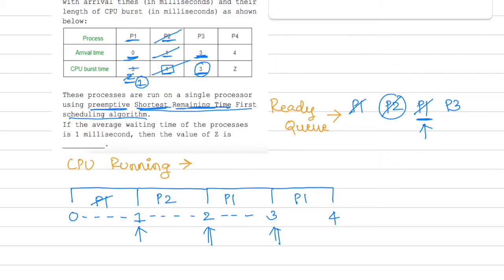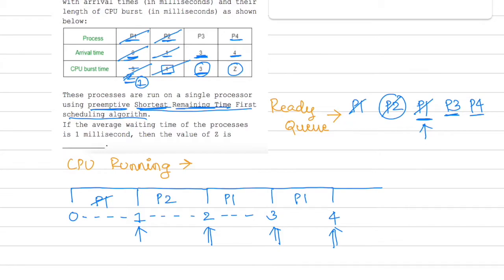And then at the 4th second, P1 will be terminated. Let me strike it out. So P1 goes out of the system at the 4th second. And now at the 4th second, we have one more process entering our system, which is P4. So I'm going to write it down here, P4. Okay. So now at the 4th second, we have two processes, P3 and P4 in our system, and we have to decide which one to pick up. And we don't know which one to pick up because this is the unknown Z.